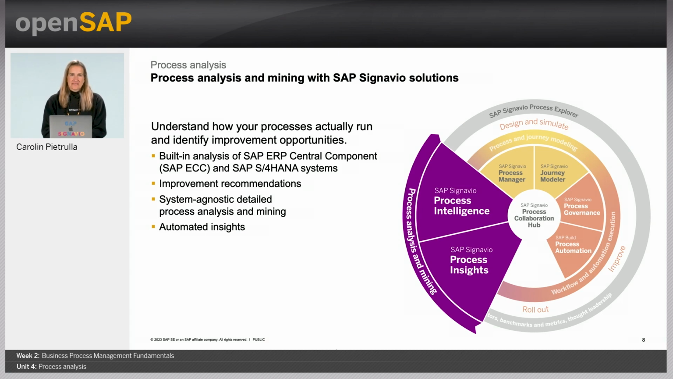Process Insights is a built-in analysis of SAP ERP Central Component and SAP S/4HANA systems, which means it can be leveraged already by SAP ECC customers. It delivers insights on process weaknesses and curated process improvement recommendations in only a few mouse clicks. Process Intelligence is SAP Signavio's process mining solution, which can be applied for all processes leaving a digital footprint, and delivers a completely new visibility into the real process execution and process inefficiencies.